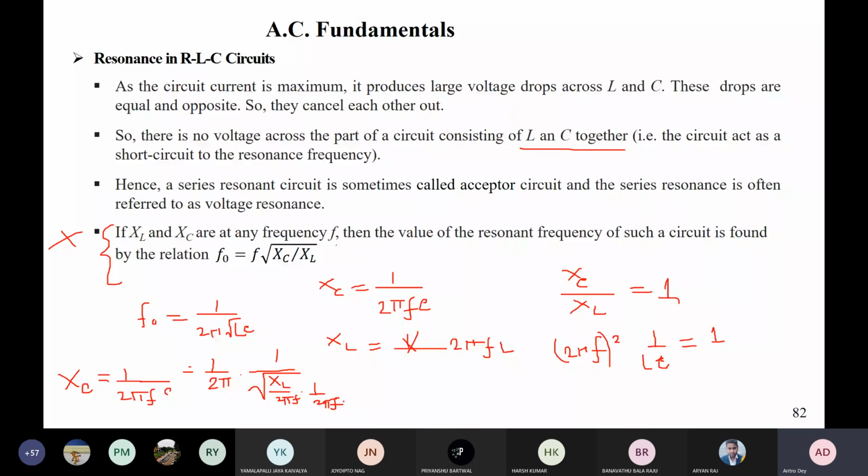So this 2 pi will cancel out and we are left with f into. Okay, so what they want to say by this statement is you can express any resonance frequency by XL and XC at any frequency f. So this is the expression. So at any frequency, say f hertz, you know the value of XL and XC. So from there you can write your resonance frequency like this.